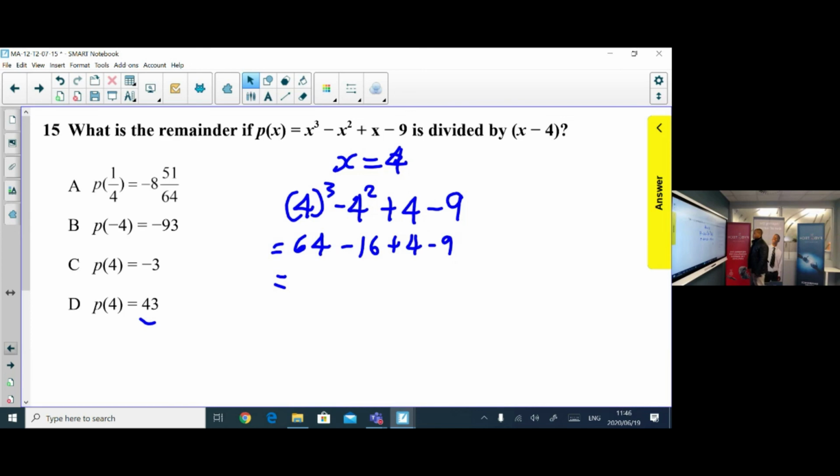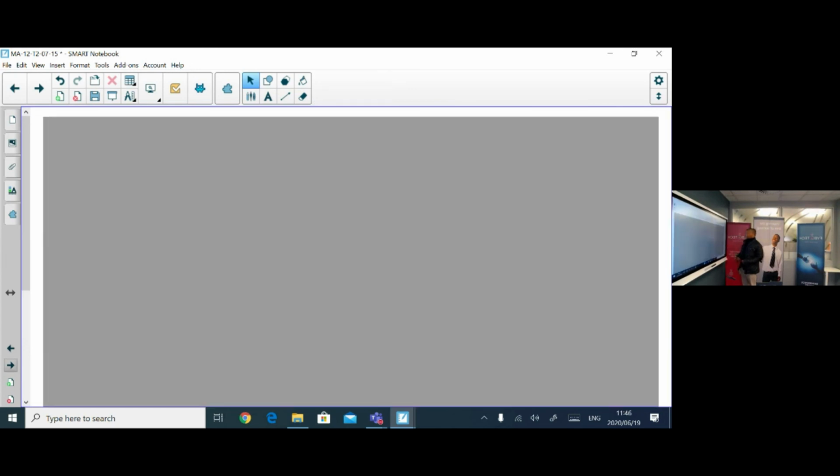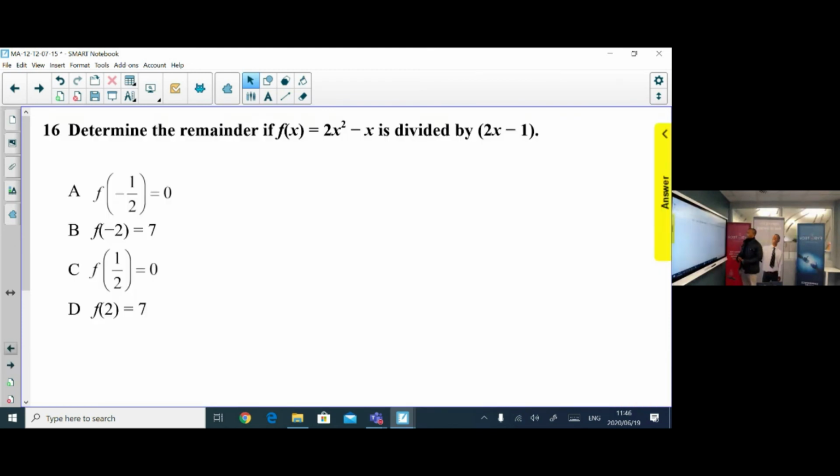So check it, and we want to discuss this in our second point of entry, and I'll leave you also with one more for your homework to practice using the remainder theorem. Find out what is the remainder if f of x is given like that, and then it's divided by 2x minus 1.